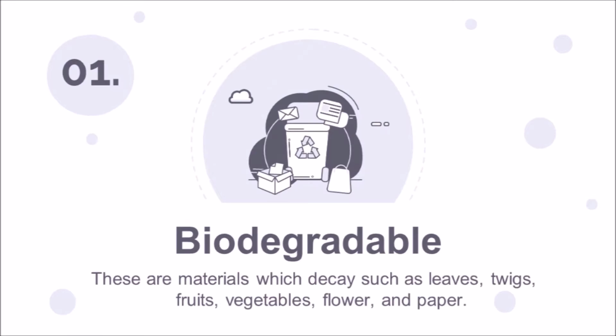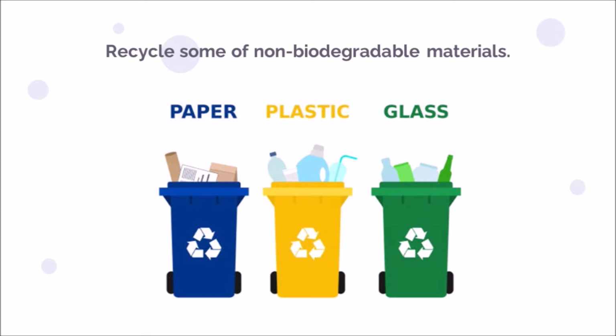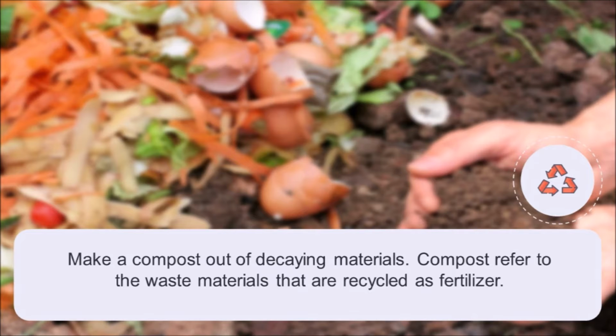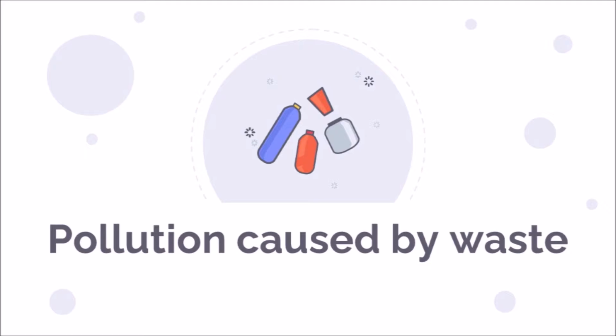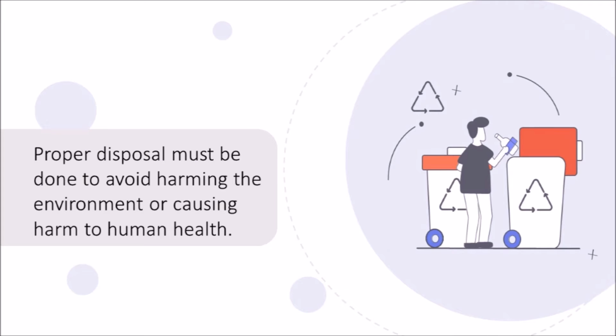Biodegradable and non-biodegradable. Biodegradable materials are those which decay, such as leaves, twigs, fruits, vegetables, flowers, and paper. Non-biodegradable materials or substances do not undergo decay, such as rubber, plastic, and metals. Recycle some of the non-biodegradable material. Make compost out of decaying materials. Compost refers to waste material that is recycled as fertilizer. Pollution caused by waste includes air pollution, water pollution, and soil pollution. Proper disposal must be done to avoid harming the environment or causing harm to human health.